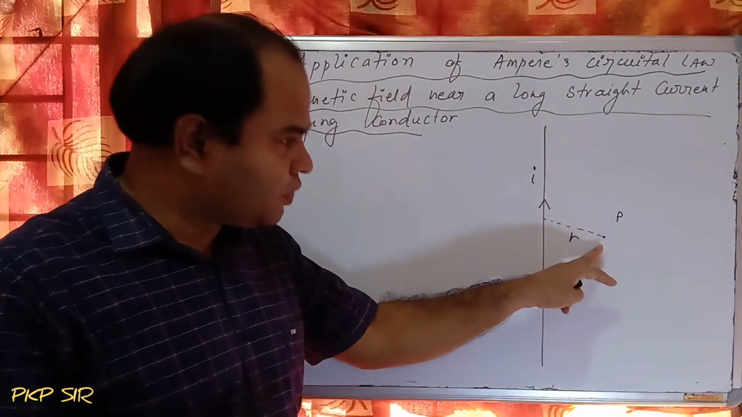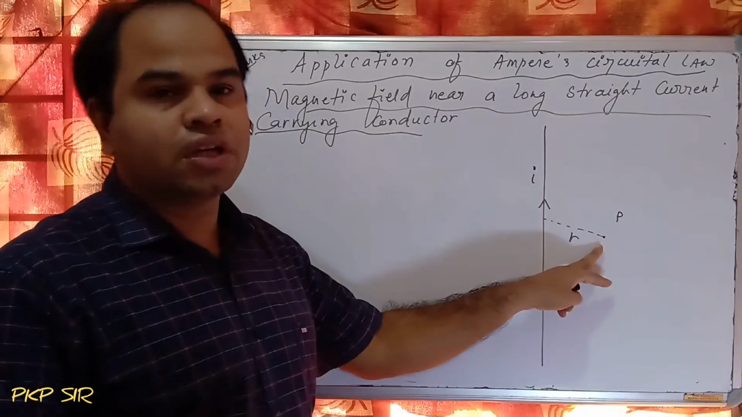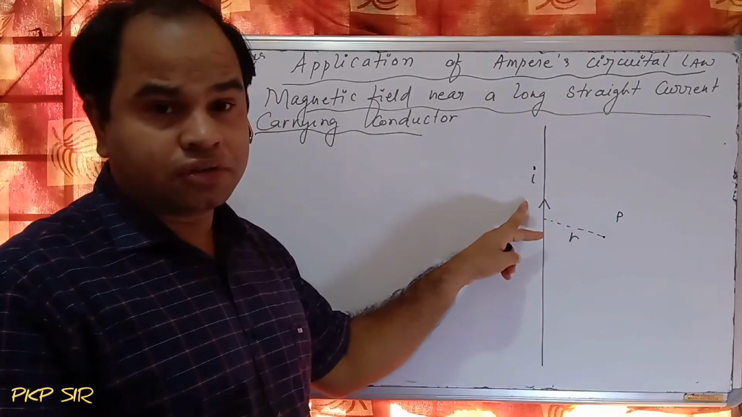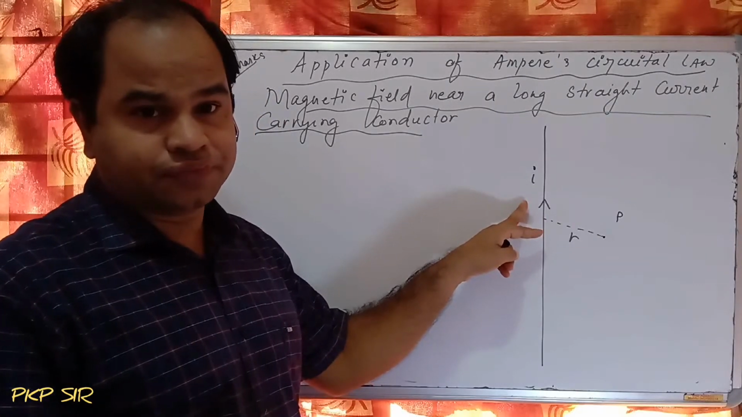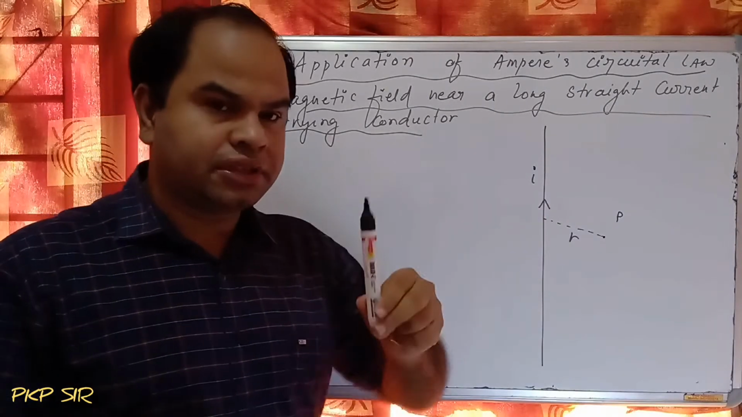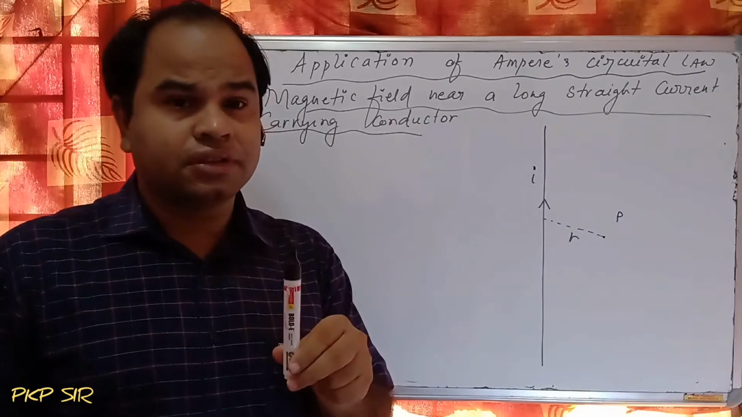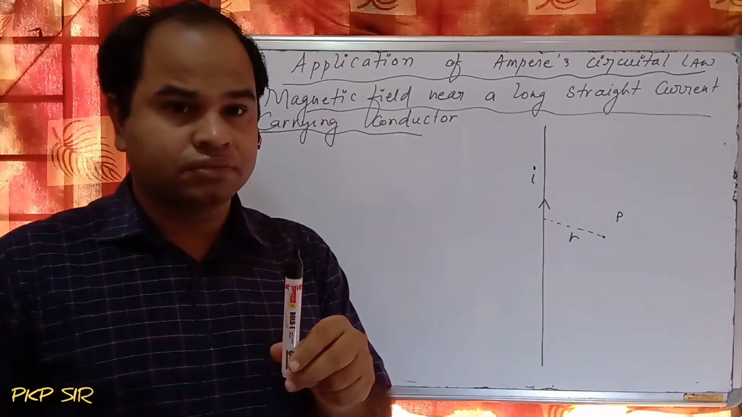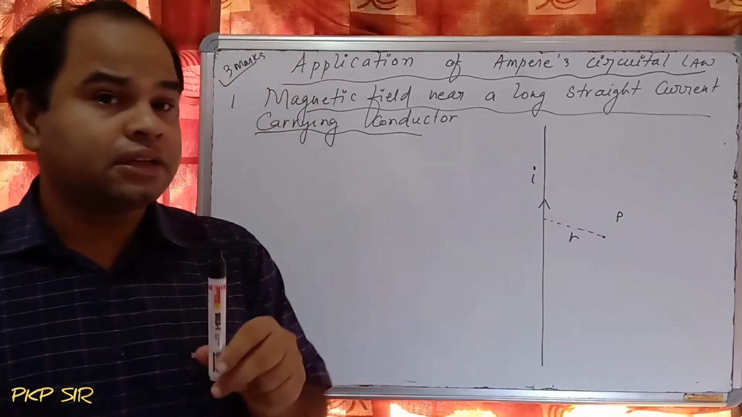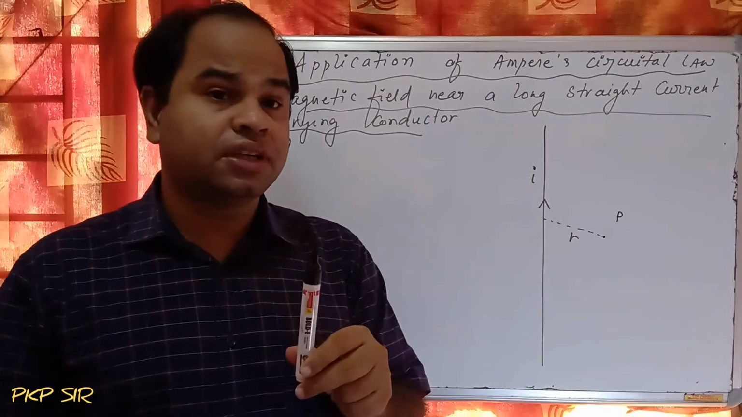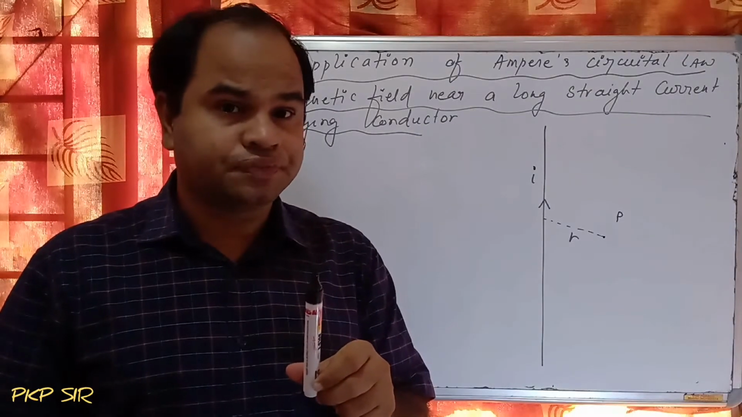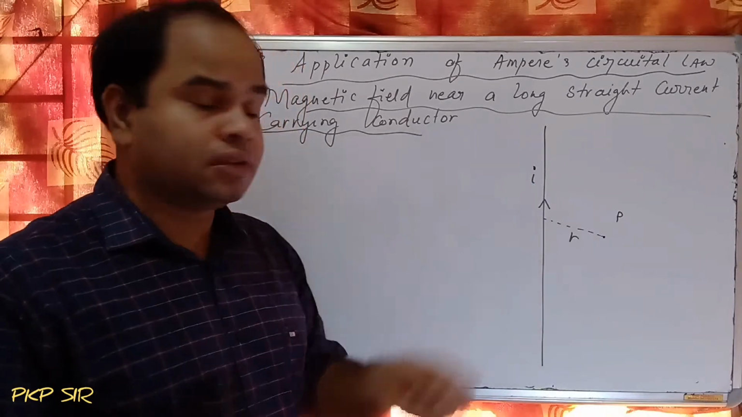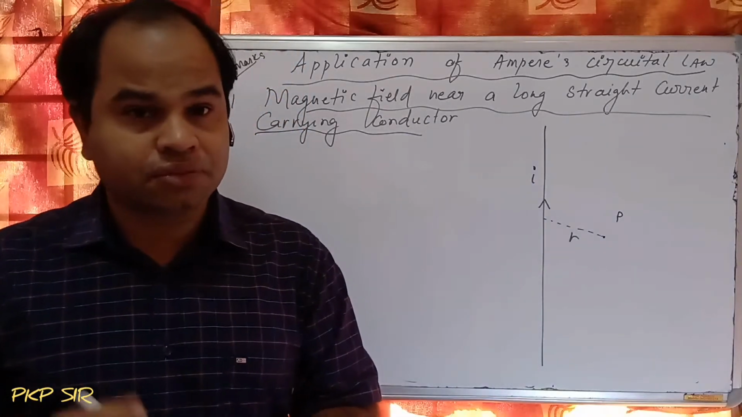And at this point, we are going to find the net magnetic field due to the long straight current carrying conductor. Imagine a wire carrying current in upward direction, it produces magnetic field that is circular in nature. So at this point the magnetic field due to the long straight current carrying conductor must be circular.